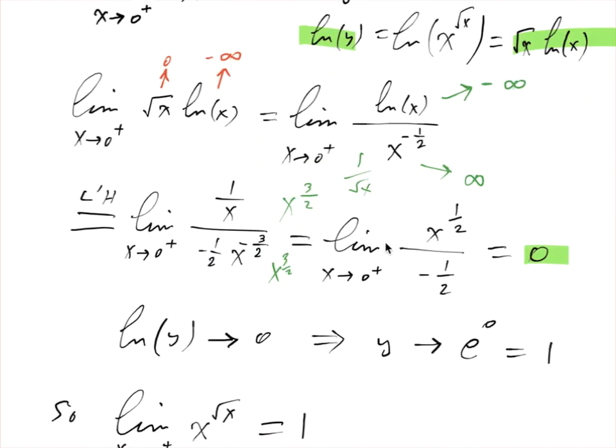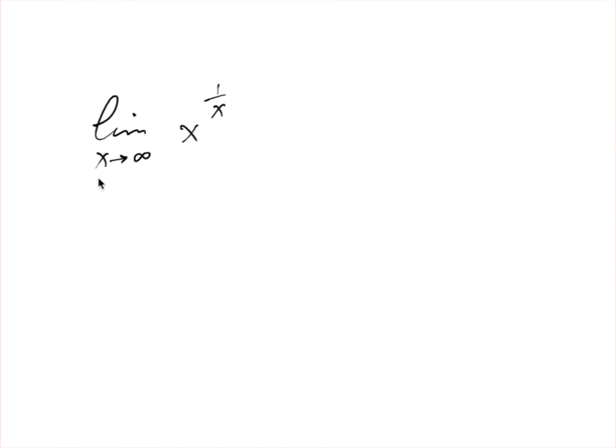So here's another example. x to the 1 over x as x tends to infinity. So here the base x tends to infinity because x tends to infinity, and the exponent tends to 0 because the denominator gets bigger and bigger, so 1 over that tends to 0. So this is the infinity to the 0 type limit.